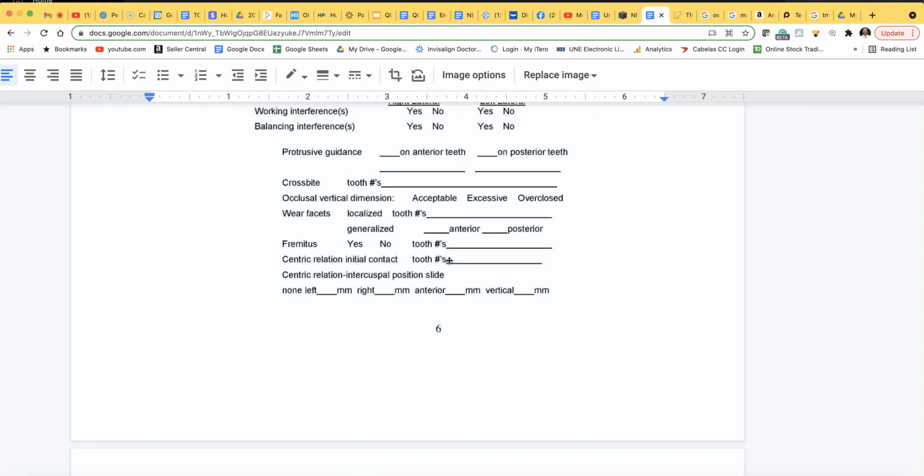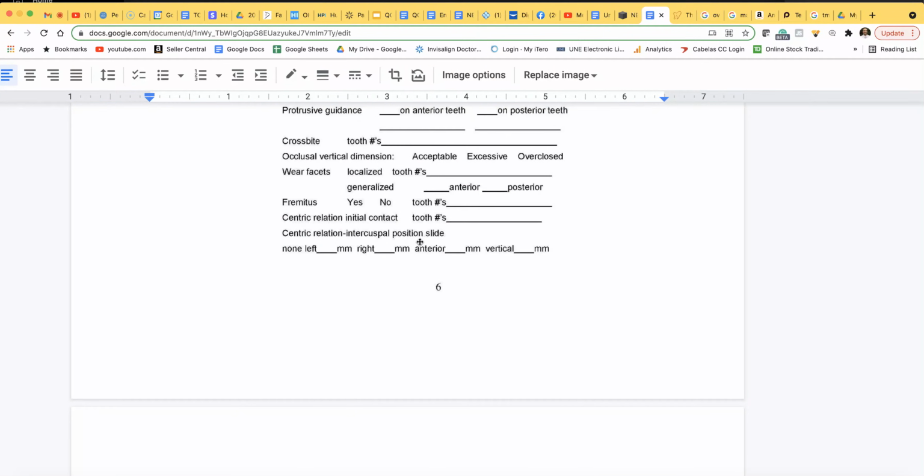Centric relation and initial contact. This is by use of a leaf gauge. Essentially, you find the number of leaves that allow the patient to go into MIP, and then you have them slowly bite down with that leaf gauge in between their front teeth, and where's the first point of contact? That's centric relation. I'm not sure whether I believe that centric relation is as powerful a concept as we were taught in school. I'm much more inclined to think the muscles are really what tell us where things need to be. With that said, if you want to find centric relation, there you go.